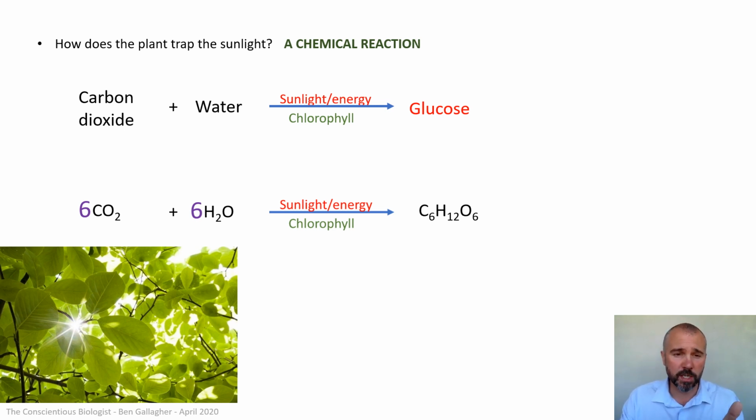From 6 carbon dioxides, that's going to give you 12 oxygen atoms. 2 per molecule, 6 of them, 6 times 2, 12. 6 molecules of water will give you an additional 6 oxygen atoms. Now that's 18 in total. You only need 6, so you're going to have a bunch of oxygen left over, which completes our word equation.